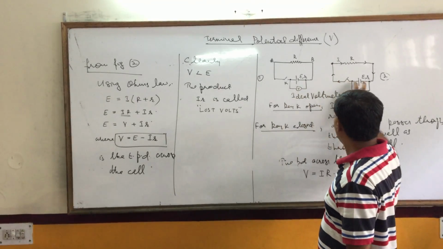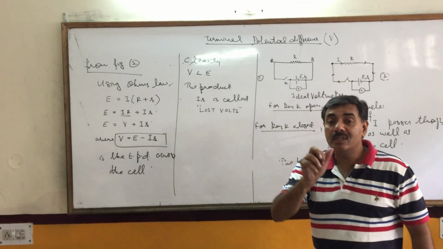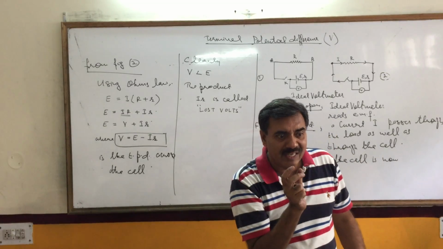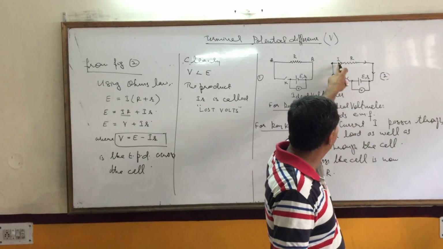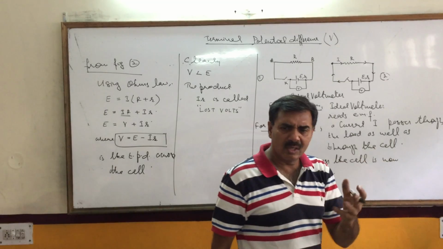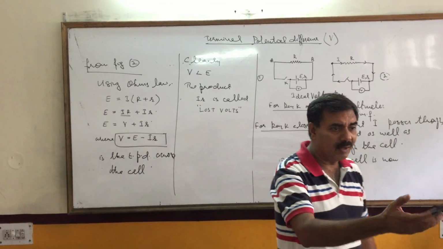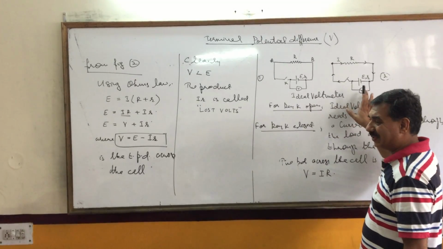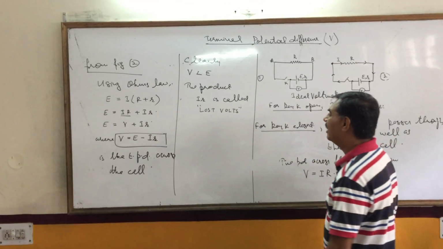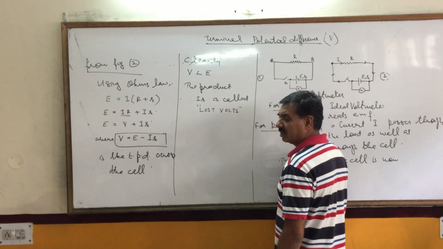The potential difference across the cell is not I into r. The potential difference across the electrolyte of the cell is I into r, but across the cell it is I into big R. I into r is lost. It is not visible and not measured directly, it can be measured indirectly. The product I into r is called lost volts.